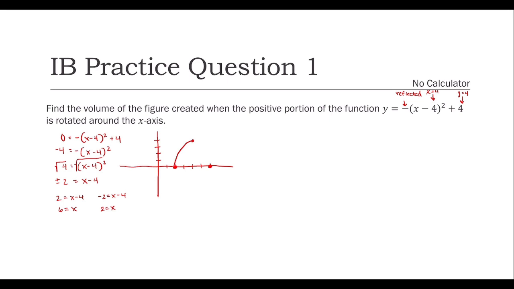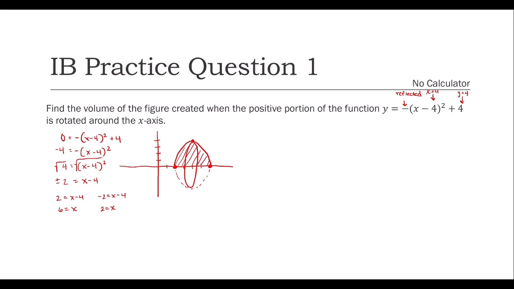So we're finding the volume created when the positive portion of the function is rotated around the x-axis. So that's when this portion here is rotated around our x-axis. So we'll get that same thing down here. And then it'll form something that kind of looks like an egg shape.